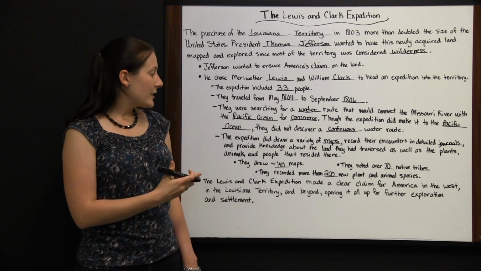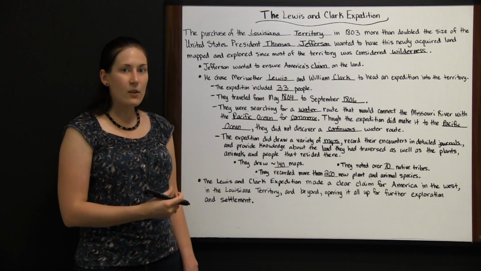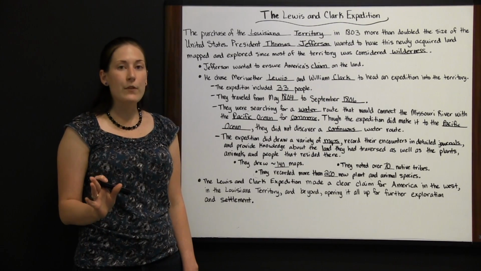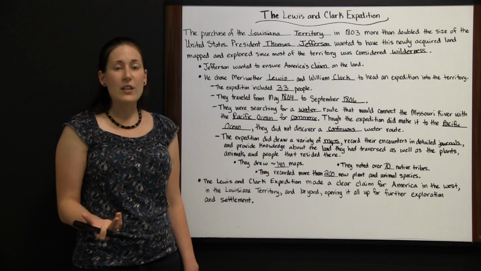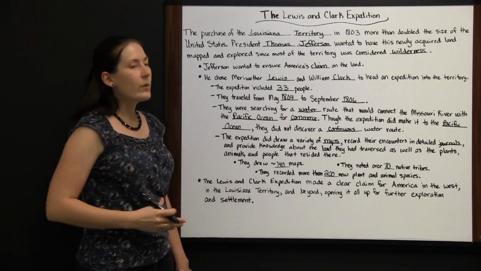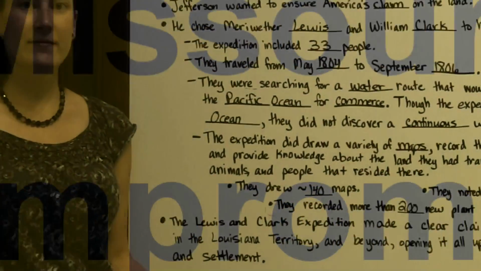And the Lewis and Clark expedition made a clear claim for America in the West, in the Louisiana Territory, and beyond, opening it all up for future exploration and settlement. So Jefferson did accomplish what he wanted to with putting a clear American claim on the land.